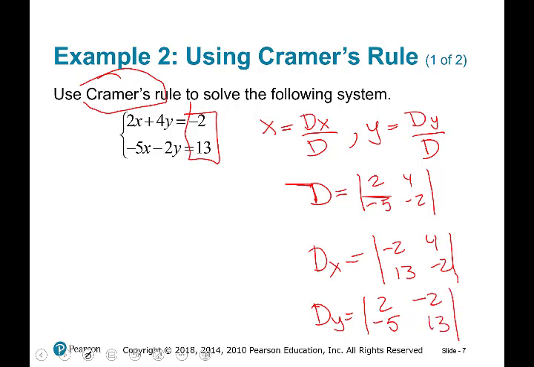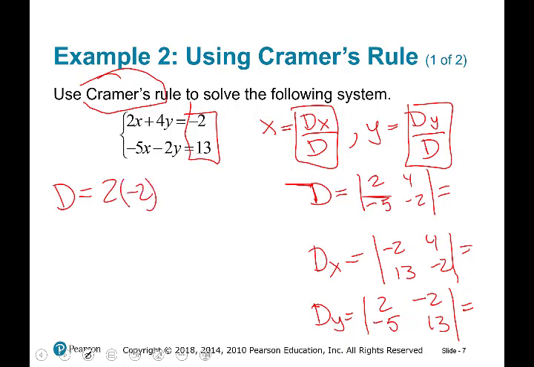Okay, you solve this, you find the values of these three determinants, and then you plug in the values here and here, and that will be your x and y. So the determinant is going to be 2 times minus 2 minus 4 times minus 5.